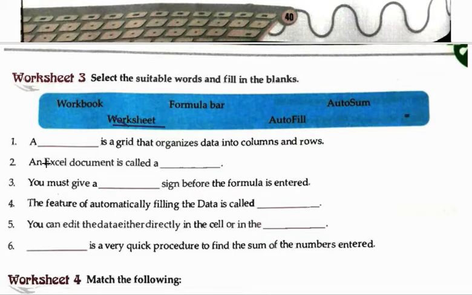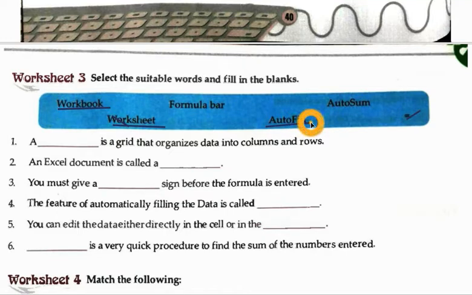Second, an Excel document is called a workbook. Second answer is workbook. Third, you must give a dash sign before the formula is entered. The answer is equals to. The feature of automatically filling the data is called autofill. Here the answer is autofill.